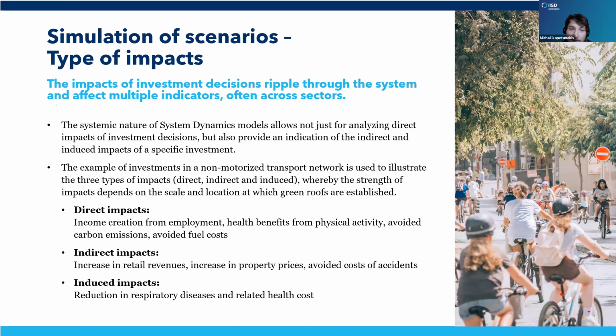And then we also have the induced impacts. So if more people are cycling and have increased physical activity, there is a reduction in respiratory diseases and related health costs overall. These costs are borne by the government, so long-term, this is a big benefit. So you can see a little bit how we try to integrate all these different impacts that are not just visible straight away, but they can also be long-term, indirect, and induced.